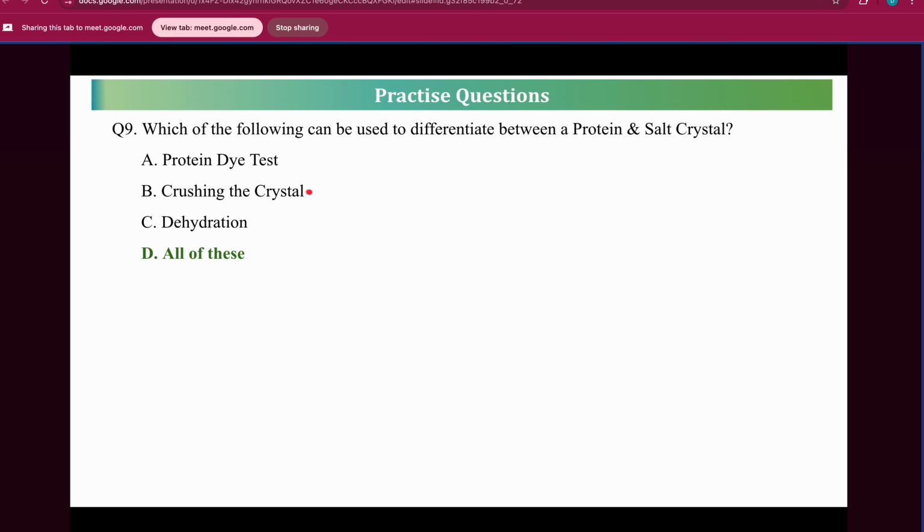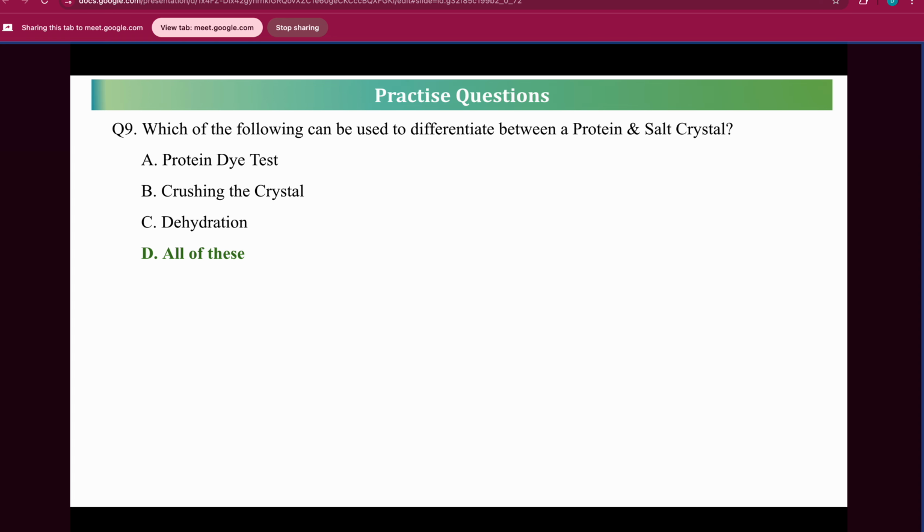The second thing is crushing the crystal. At that time we also discussed that when you crush a protein crystal, it is very fragile. It will break into multiple smaller units. Whereas if you crush a salt crystal, it will break, but into larger units. The units obtained are a little bit large, not very small or fine.